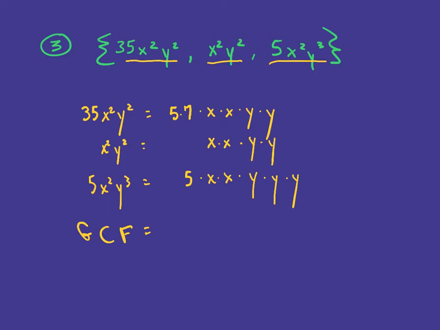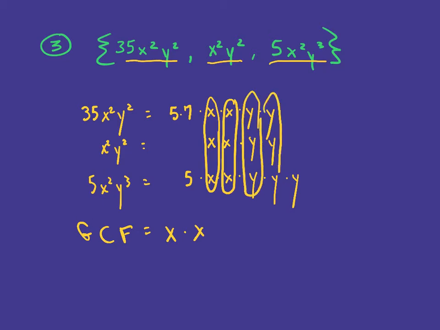So we've got 5 in 2 of them, but not in all of them, so it's not common to all. We've got a 7 in 1 of them, but it's not common. Got a trio of x's, so we're going to have one common x. We've also got another trio of x's, so we've got a second common x. We've got some y's in common, 2 of them.